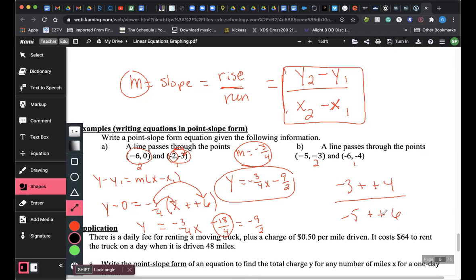These are going to become positive. So -3 plus 4 is going to give me 1. -5 plus 6 is also going to give me 1. So my slope is just 1. Now that I have my slope, I'm going to go back to the point slope formula, and use one of my points and try to find the equation. So I'm going to erase what I did here to get the slope, just so that I can now find the equation.